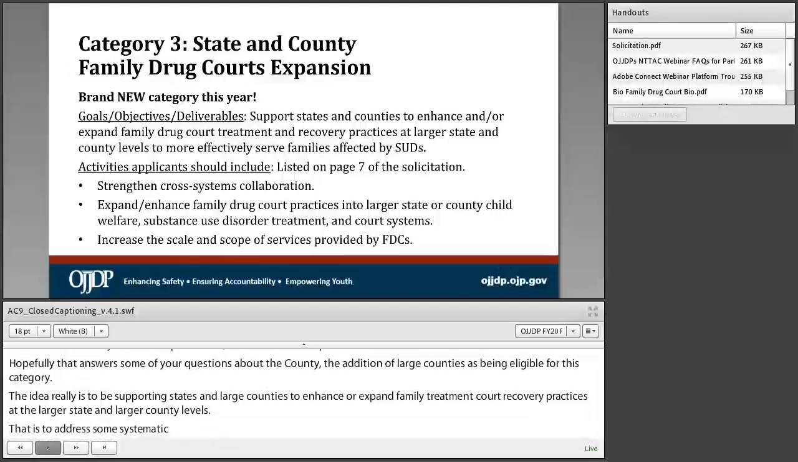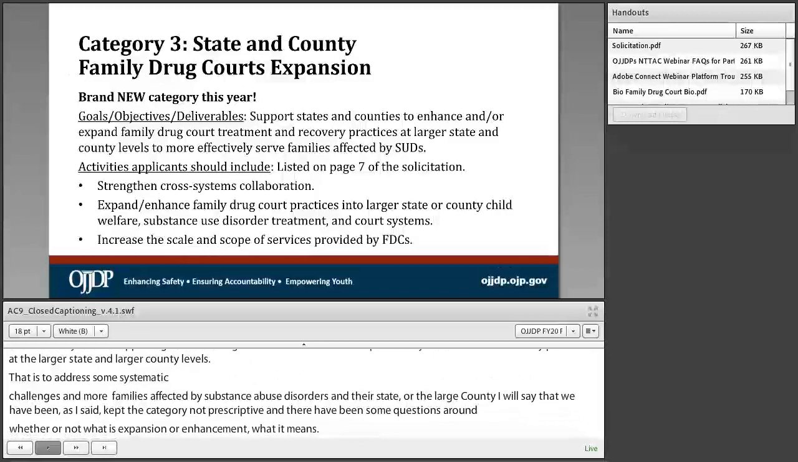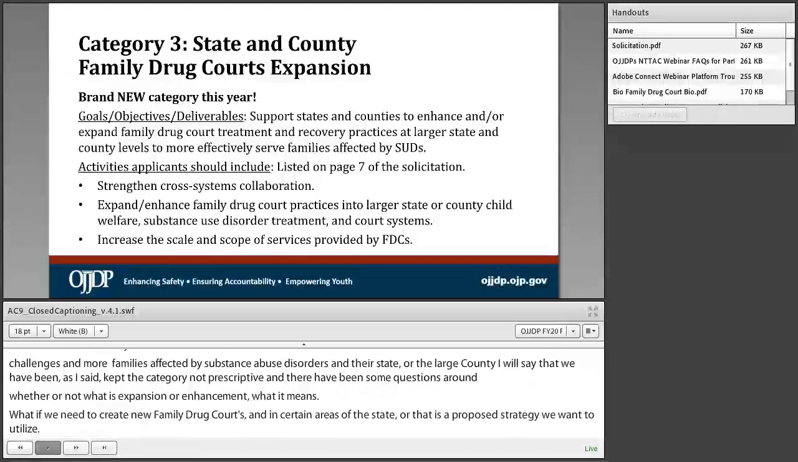I will say that we've kept this category not prescriptive. There have been some questions around what expansion or enhancement means. What if we need to create new family drug courts in certain areas of our state, as a proposed strategy that we want to utilize? There is nothing in the solicitation for this category that prohibits implementing or creating new family drug courts as part of your statewide strategy to enhance or expand family treatment court practices. So hopefully that provides some clarification.